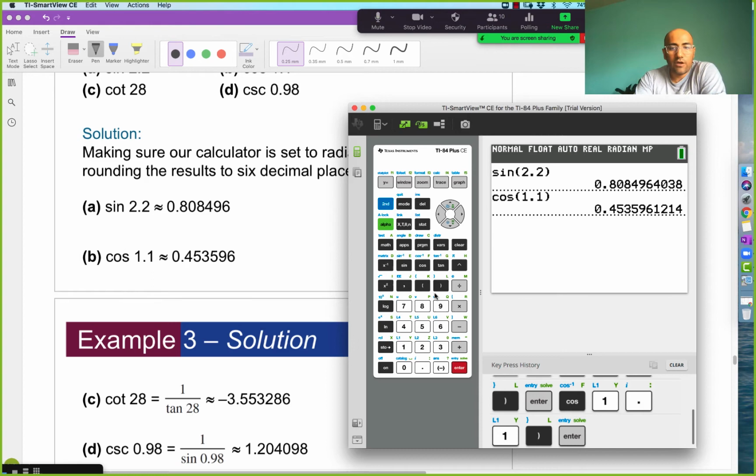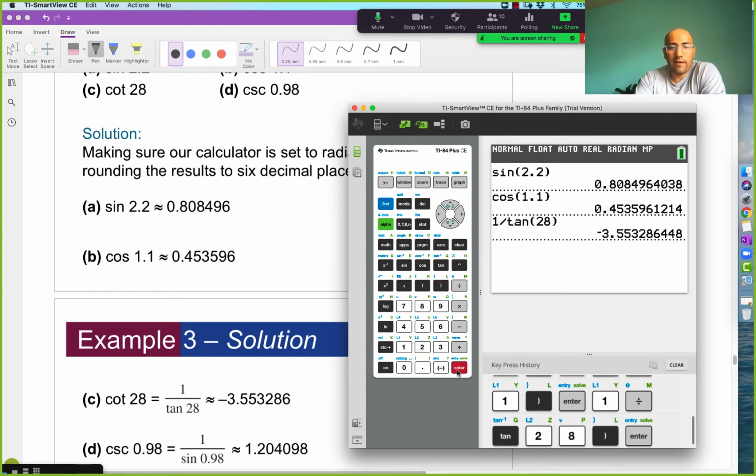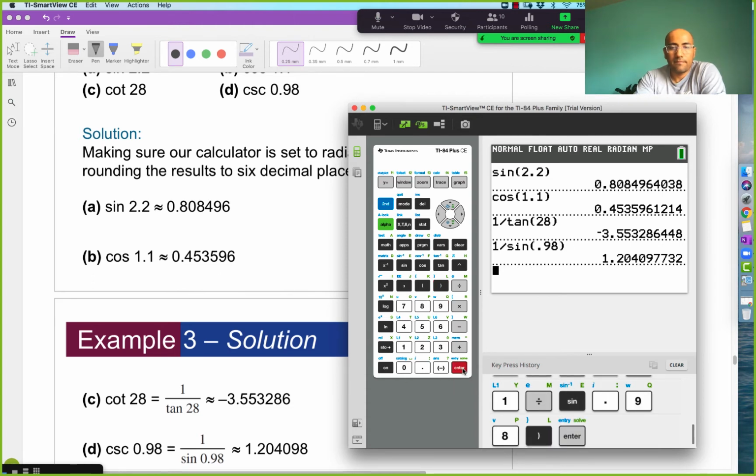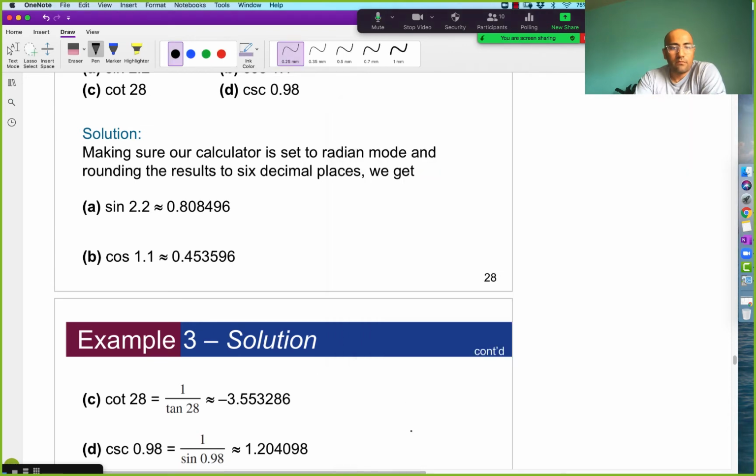Now, we don't have a cotangent button, but we do have a tangent button, and we know that cotangent is 1 over tangent. So 1 divided by tangent of 28 gives you that number. And same with cosecant. We don't have a cosecant button, but we know that's 1 over sine. So 1 divided by sine of 0.98 gives us the same result. Okay, good. Any questions?